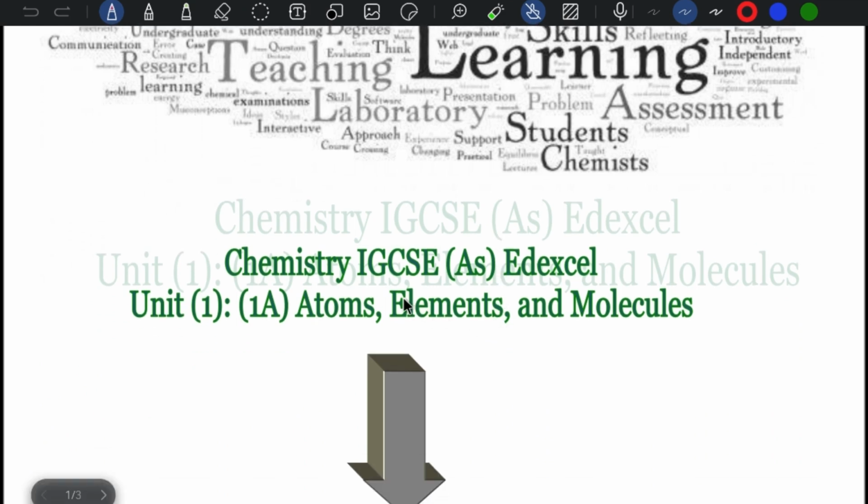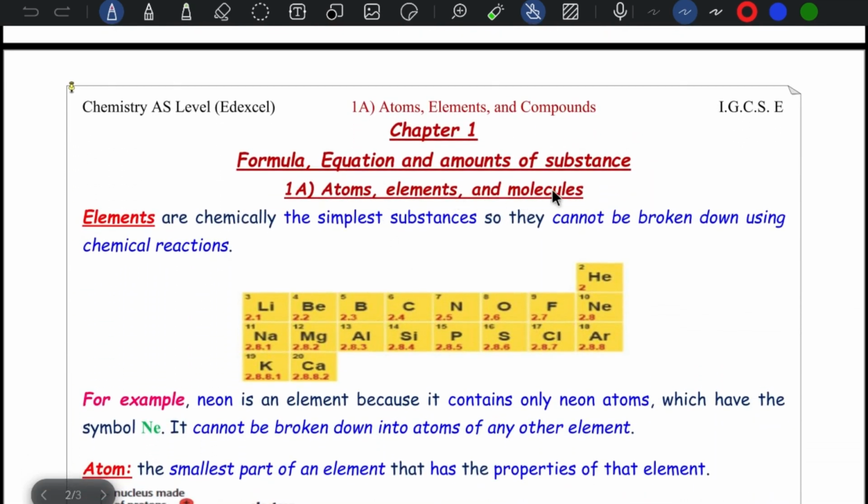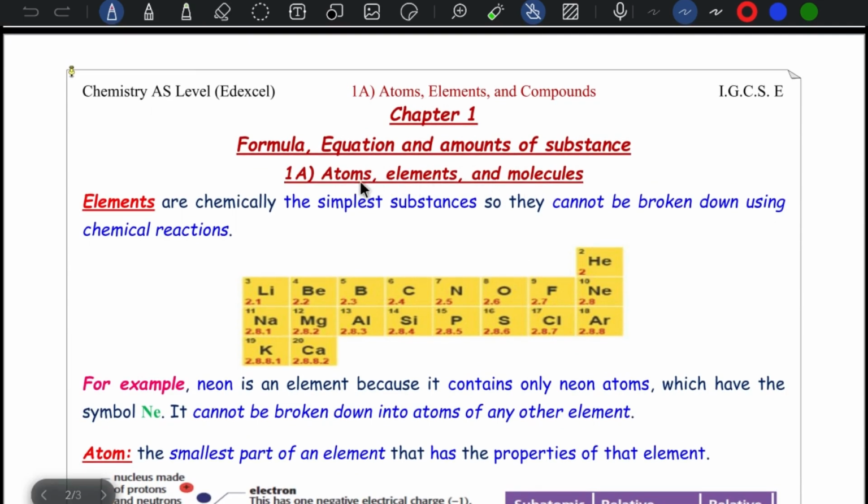We will take, in sha Allah, lesson 1 of unit 1, which is atoms, elements and compounds. Lesson 1E. Of course, you know that unit 1 talks about formulae, equations and amount of substance, and in this lesson we'll talk about atoms, elements and molecules.